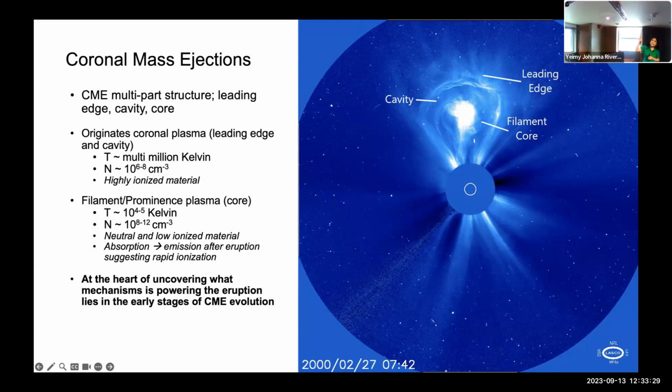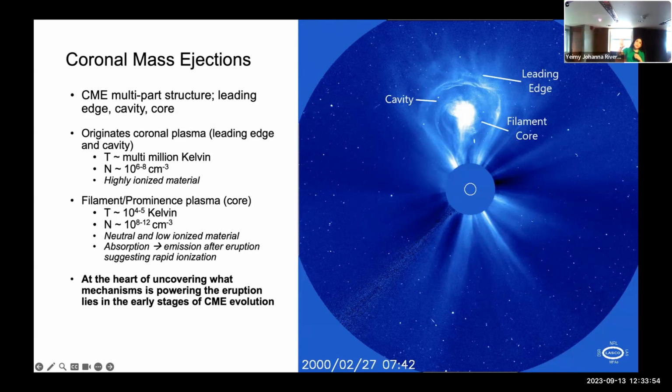So you can see what I've labeled there as the leading edge, the cavity, and the filament core, the leading edge being formed as it compresses against slower moving coronal plasma. As it compresses the front, it creates this higher density leading edge that's followed by a cavity. And then the core is often associated with this thing called a filament or prominence, a cool structure in the corona.